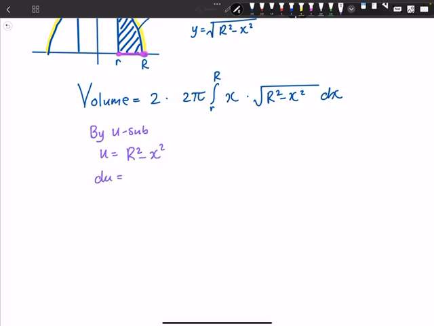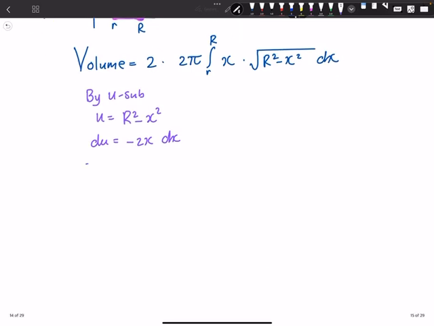So then the differential du is equal to minus 2x dx. We do have an x dx in our problem, so if we can just take that minus 2 to the other side, divide both sides by minus 2, I get x dx. So again, just to be clear, all of this stuff here is my u, and then the x dx is going to become negative 1/2 du.